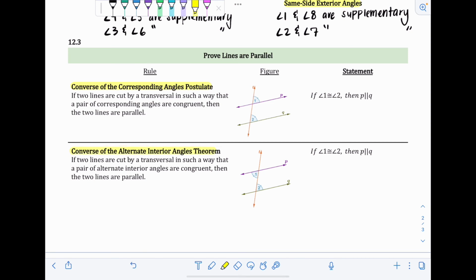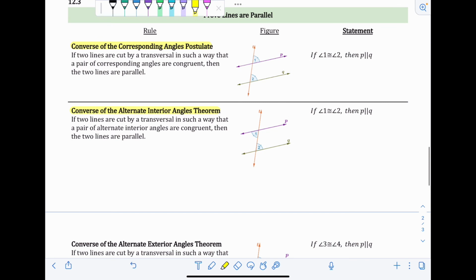So second one, converse of the alternate interior angles theorem. If two lines are cut by a transversal in such a way that a pair of alternate interior angles are congruent, then the two lines are parallel. So same thing, we're starting with two lines, they get cut by a transversal. That transversal creates alternate interior angles 1 and 2. If we know that those are congruent, then we also know that the two lines are parallel. So if angle 1 and 2 are congruent, then line P and line Q are parallel.